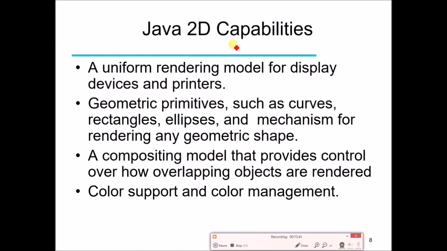Java 2D capabilities. What are the different capabilities in Java 2-dimensional? Right now in this lecture we are discussing Java 2D. Later on we will discuss Java 3D as well. A uniform rendering model for display devices and the printer. Either you can send your output to a display device, for example a computer screen, or the output can be sent to the printer.